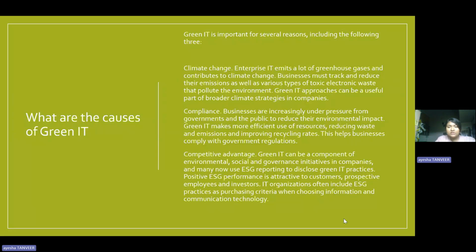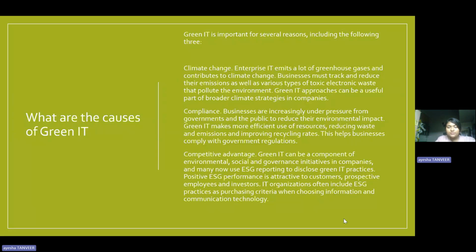Compliance. Businesses are increasingly under pressure from governments and the public to reduce their environmental impact. Green IT makes more efficient use of resources, reducing waste and emissions, and improving recycling rates. These help businesses comply with government regulations.